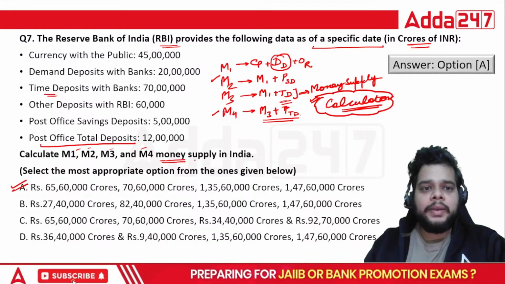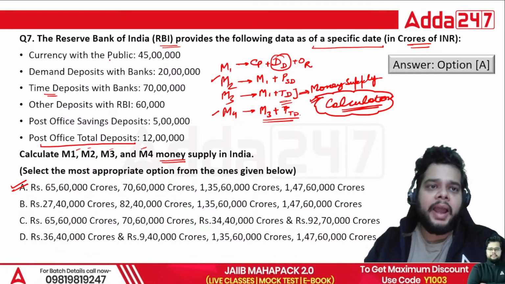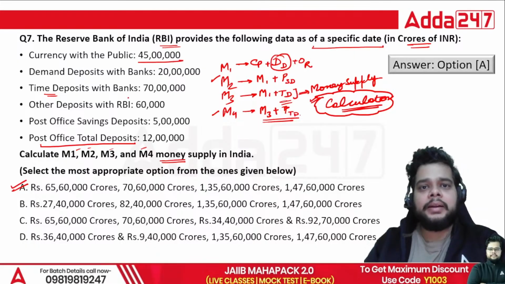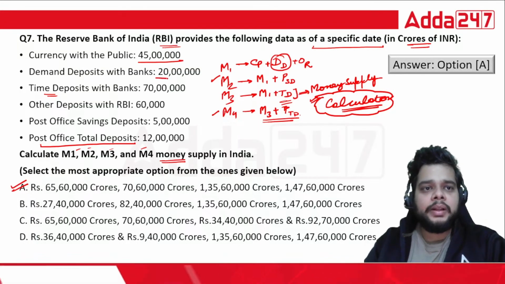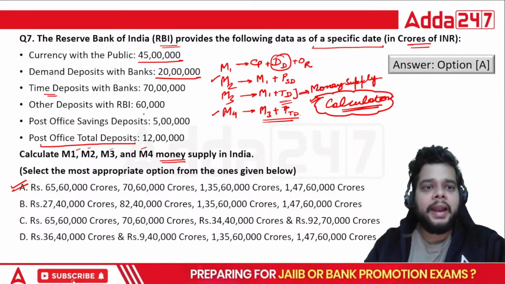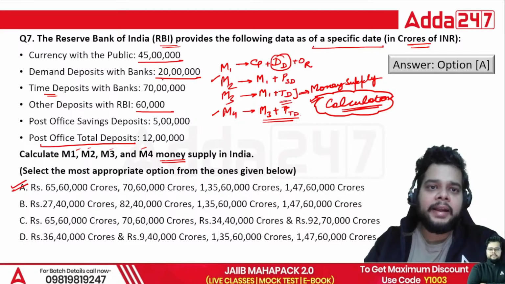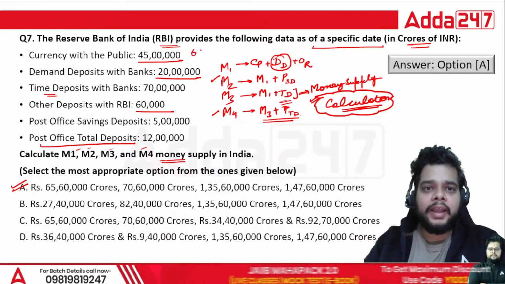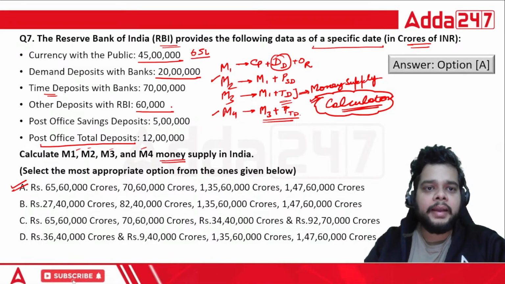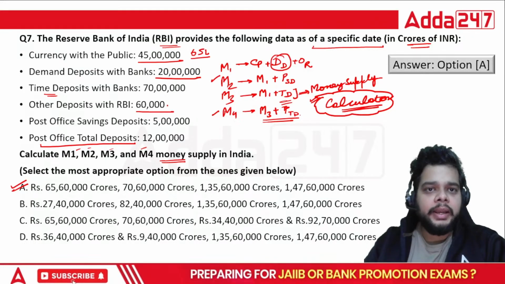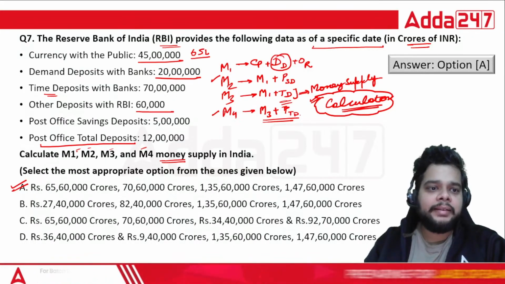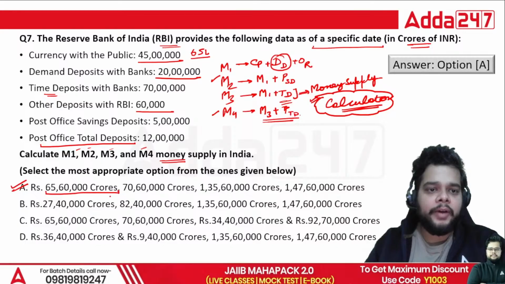So how will you calculate? You simply have to add currency with the public to the demand deposits with the banks and other deposits with the RBI. Here you see 45 lakh plus 20 lakh is 65 lakh. To 65 lakh, add your 60,000. It will give you 65 lakh 60,000 crore as M1.